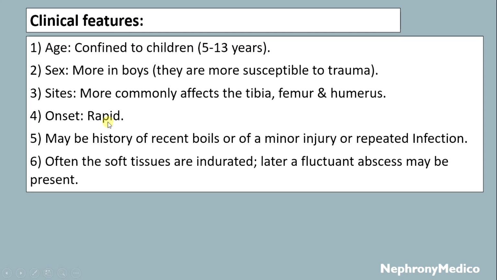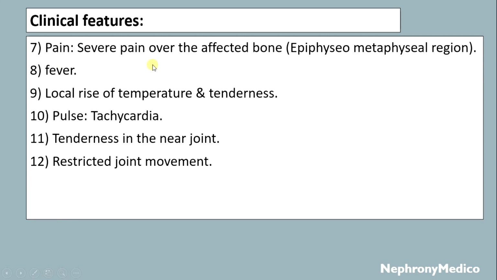Onset is rapid and there may be a history of recent boils or of minor injury or repeated infection. Often the soft tissues are indurated and later a fluctuant abscess may be present. There may be severe pain over the affected bone, fever, local rise of temperature and tenderness, pulse leading to tachycardia, tenderness in the nearby joint and restricted joint movement.